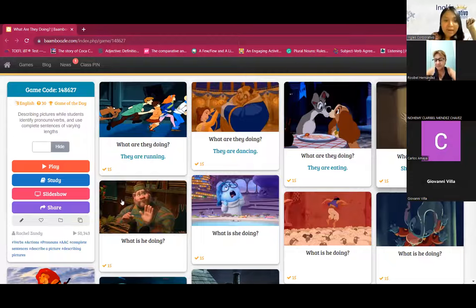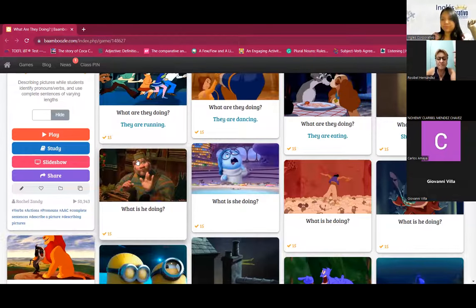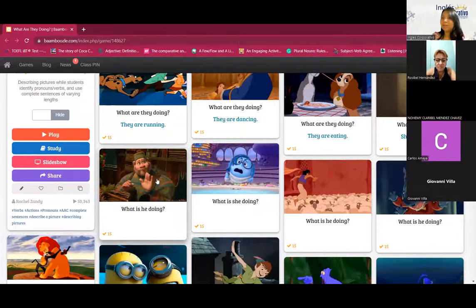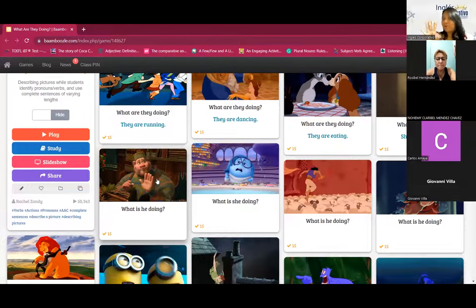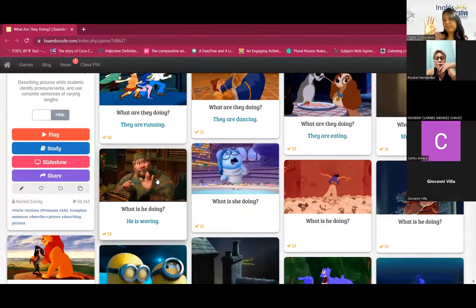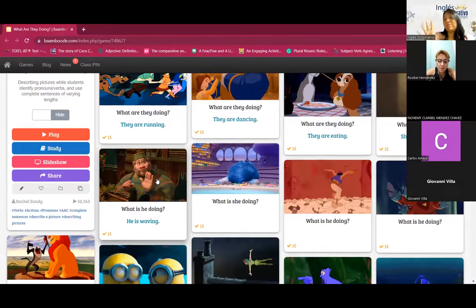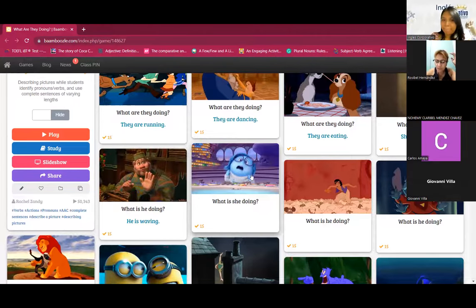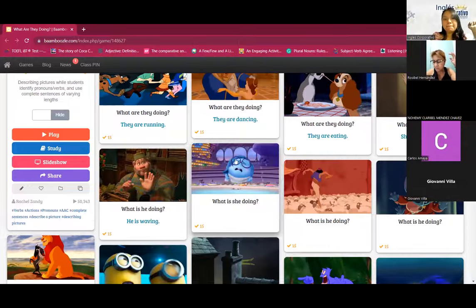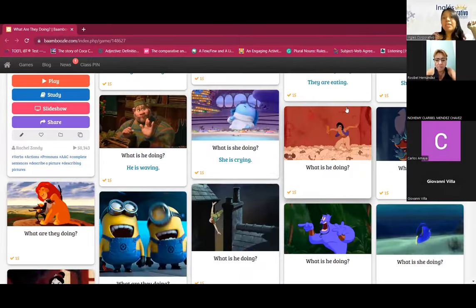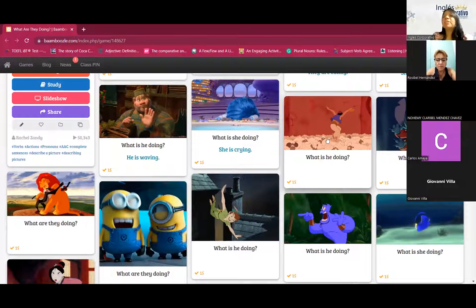She's clapping. Okay, what about this one? What is he doing? Look at the hand. If you do this, what are you doing? Saludando. All right. So in this case, he is waving. Doing this with your hand is waving. So what is she doing? She's crying. And what is he doing? He's jumping.